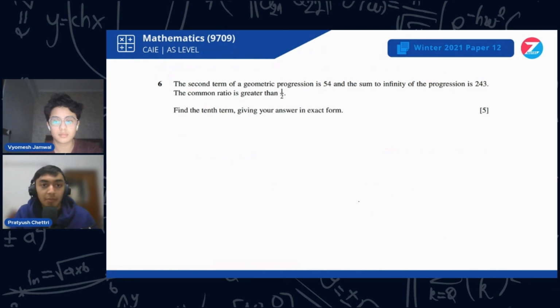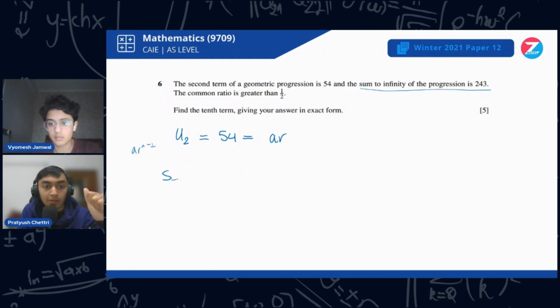The second term of a geometric progression is 54. First thing, I see the information, I'm going to write something down. The second term of a geometric progression is 54, which means, since the nth term is AR to the n minus 1, AR is 54. And the sum to infinity is 243. So S infinity is equal to A over 1 minus R, which is equal to 243.